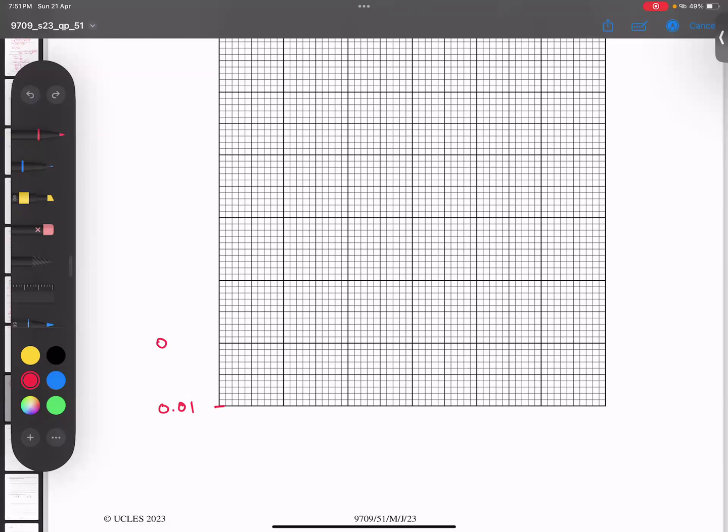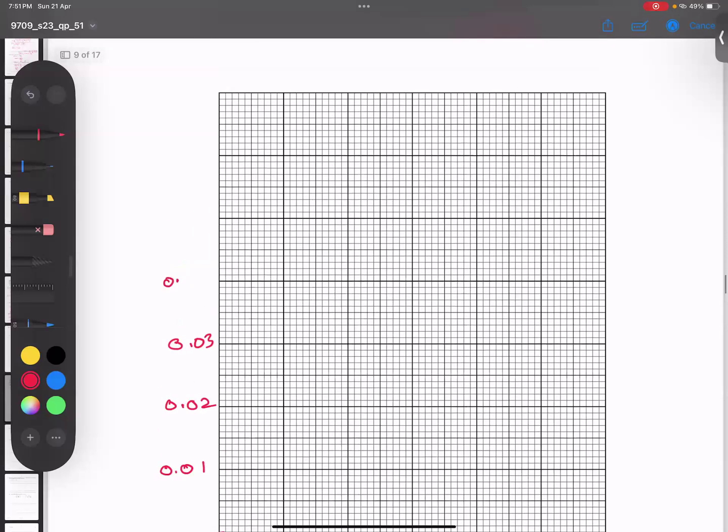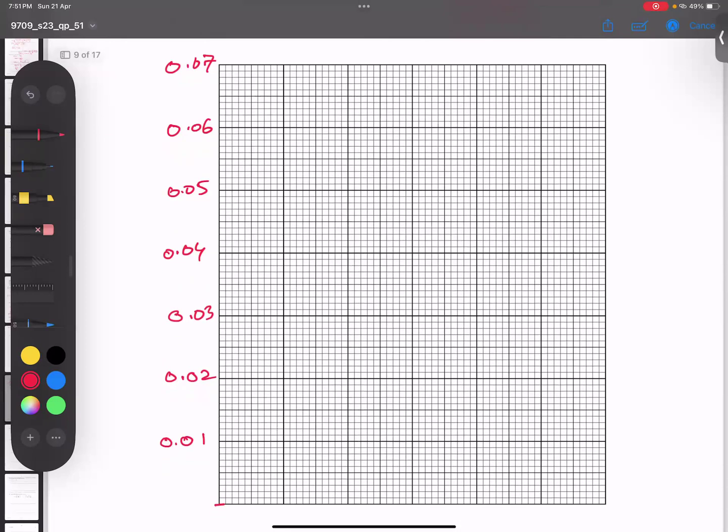I think I need compression. So I will start from, I think compression is required. Okay, compression is required. Here 0.01, here 0.02, here 0.03, here 0.04, here 0.05, here 0.06, here 0.07. And I believe the point is very clear.